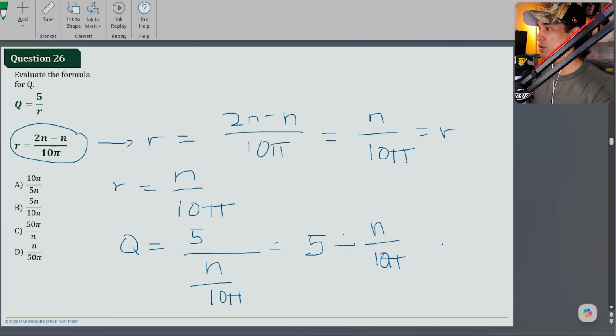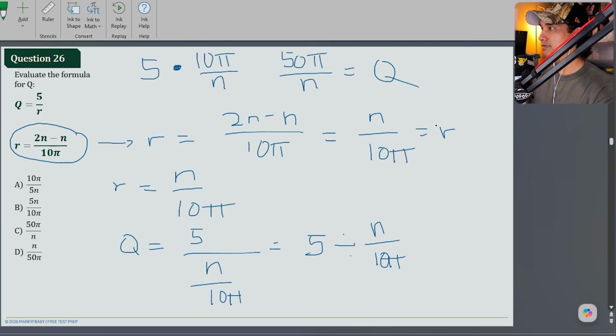And then we're going to keep, change, and then flip, right? So I'm going to write this at the top here, 5, and then we're going to change this to multiplication, then flip this, and then over n. And then we go 5 times 10 is 50, and then pi, because that could be multiplied by nothing, and divide by n, equaling Q. And that leaves us with answer choice C.